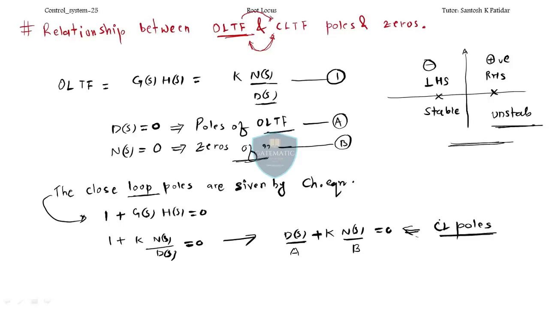So there is a relation. Your closed loop transfer function is nothing but your open loop poles and your open loop zeros, isn't it? See over here, the closed loop poles comprised by the open loop zeros and poles, isn't it, friends? Now I'll take this on the next, that is, the equation was ds plus kns equal to 0.